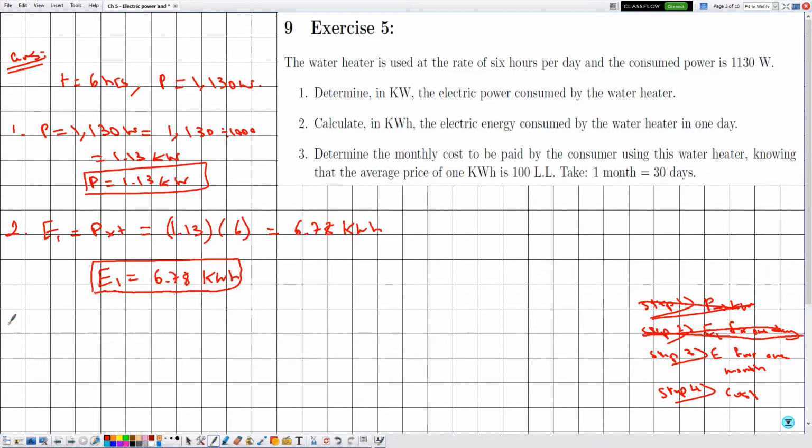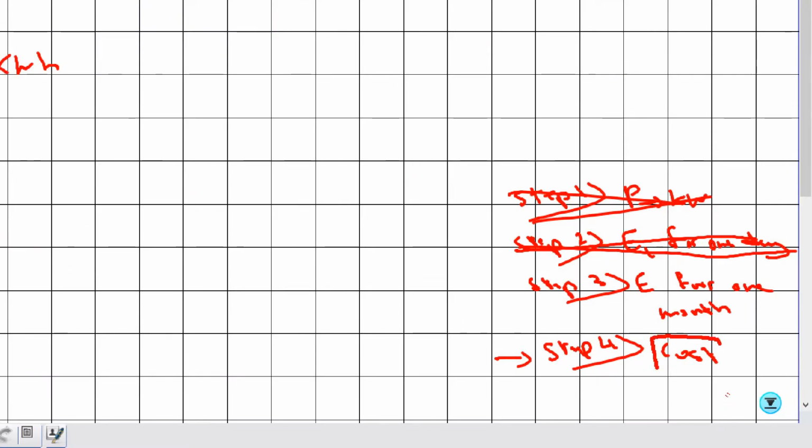Now in part 3, they are telling me to determine the monthly cost to be paid. So they are directly asking me about step number 4. By the consumer using this water heater, knowing that the average price of 1 kilowatt hour is 100 Lebanese liras, take 1 month equal to 30 days. So they are asking me about the costs. Before we calculate the costs, we need to do step number 3. Step number 3 is to determine the energy for 1 month.